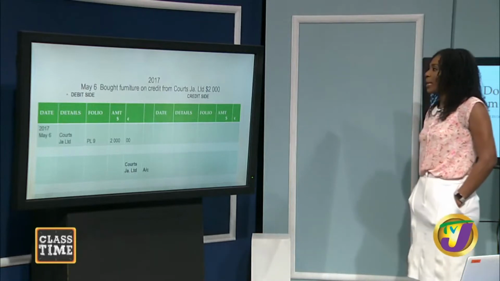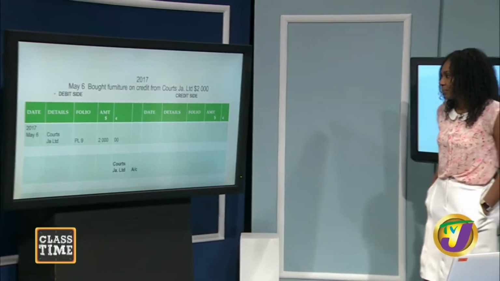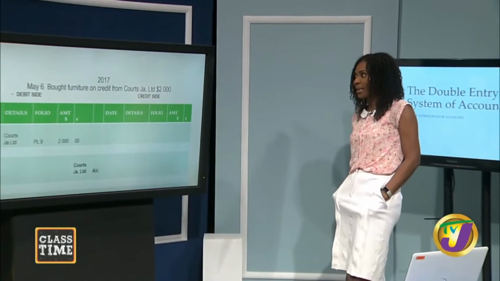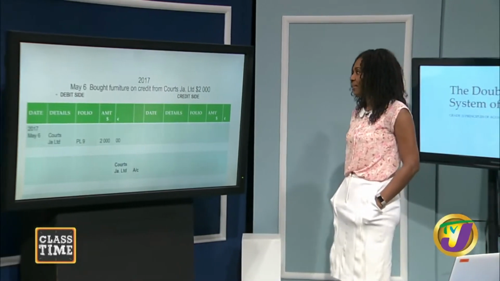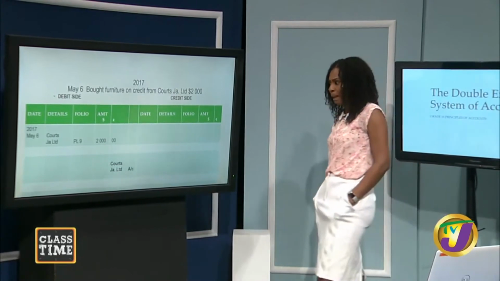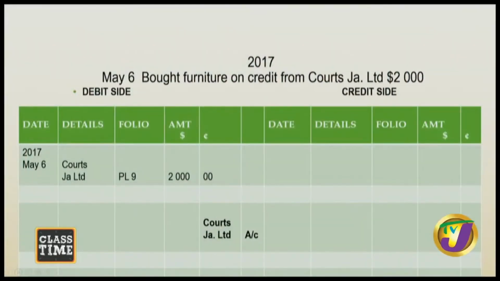Now we want to look quickly at May 6. May 6, we bought furniture on credit from Courts Jamaica Limited. Students, in buying on credit from Courts Jamaica Limited, do we owe Courts or do we basically don't have any balance at Courts? We owe Courts. What did I teach you was the term that we use to represent items that we owe.